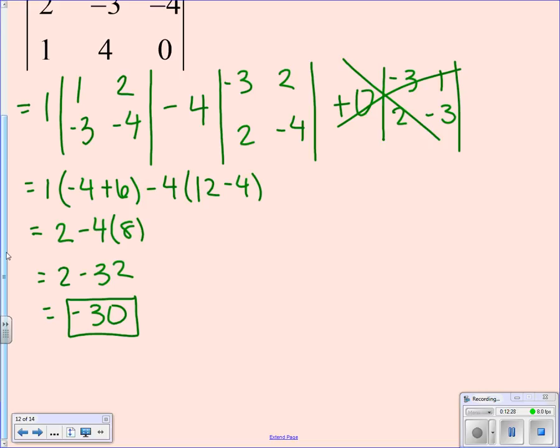Okay? So that's how you use cofactors, and you would do that for a 4 by 4, 5 by 5, etc. And you would just keep going until you ended where you had a 2 by 2 matrix that you can actually evaluate.